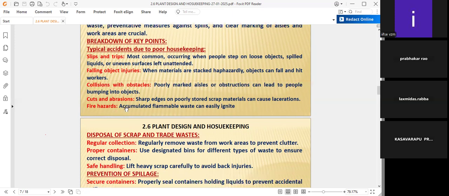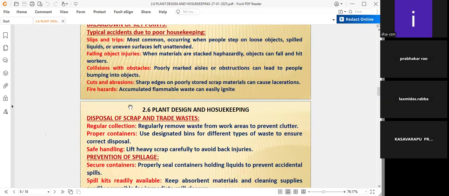Fire hazards also. Accumulated flammable waste can easily ignite. Normally we see the practice where the fitter cleans the grease of the machine with cotton waste. So cotton waste will be kept here. Again, he will be cleaning the waste oil, and the waste oil tin is kept here. Both can ignite if any fire is nearby. That's why accumulated flammable waste can easily ignite. We shall not allow flammable materials or flammable waste to be side by side.